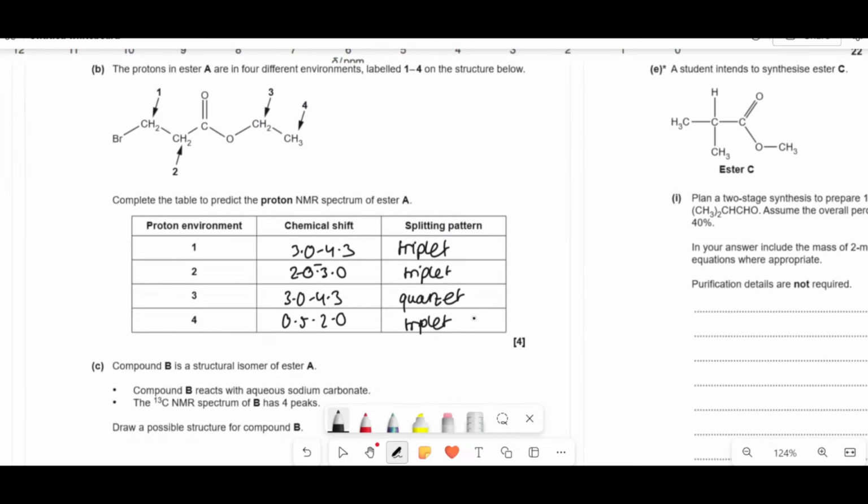There you go. A lot of people made the mistake of saying, for example, here that there's none because this has not got any hydrogens on it because it's an oxygen, or this has got no hydrogens on it, and so on. You've got to look both sides, not just one.